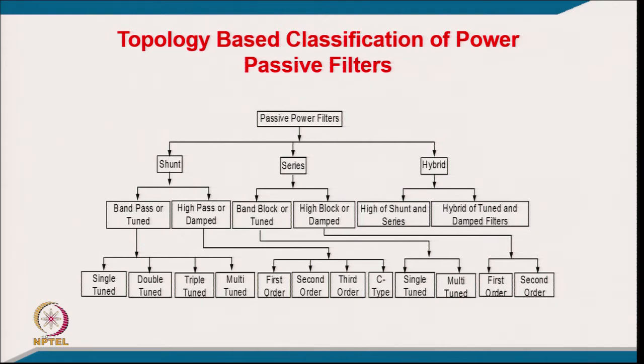Of course, the number of components goes on increasing so that it sucks the current of multiple harmonics. So, it can be for a single harmonic, double tune for two harmonics, triple for 3 harmonics, or even more harmonics. So, that is about the loss being less here, because for this band pass or tune filter, we expect the current flowing into it to be large.